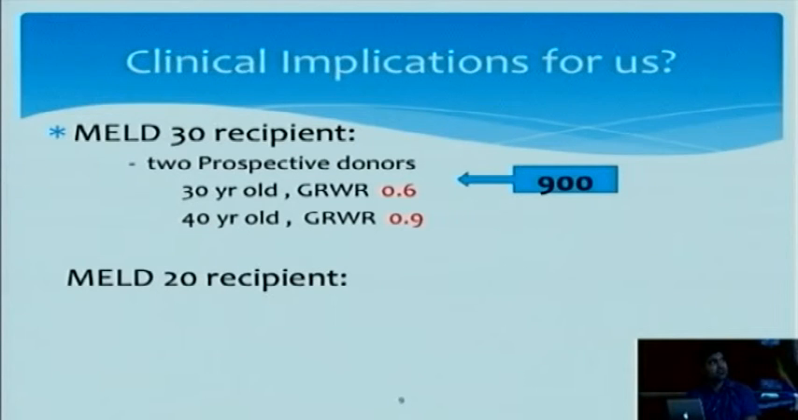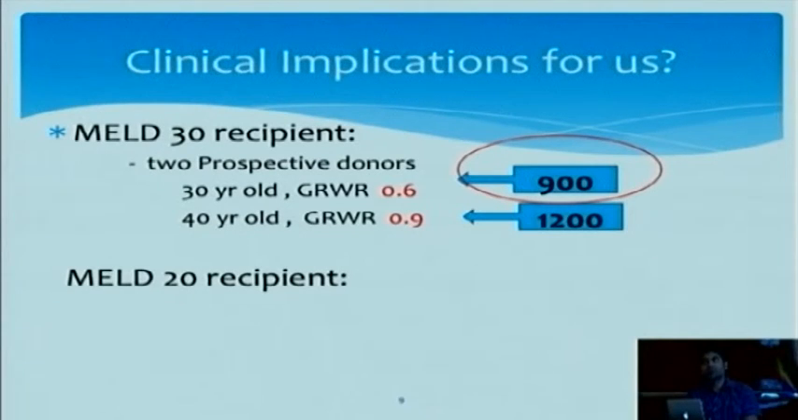But the thing is, if you take the DML score, it would be 30 into 30, 900 for this donor. And for the 40-year-old, it would be 40 into 30, 1200. So this donor will come into class B and this donor will come into class C. In class B, the graft survival is about 85%, and in class C, the graft survival is about 60% only. So it's more advisable to go for this donor, contrary to what we would usually go for.